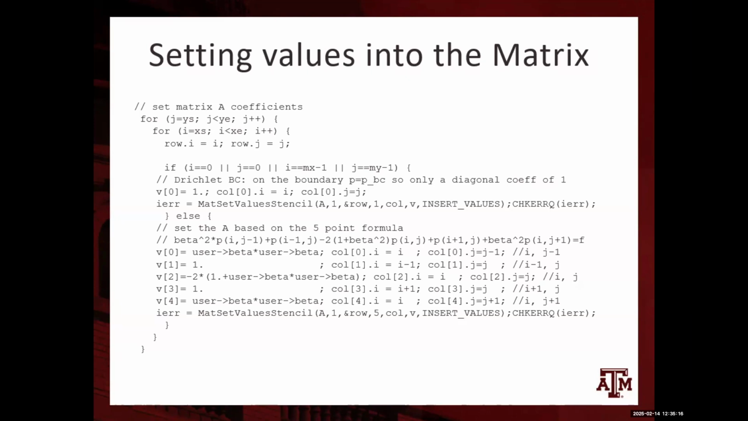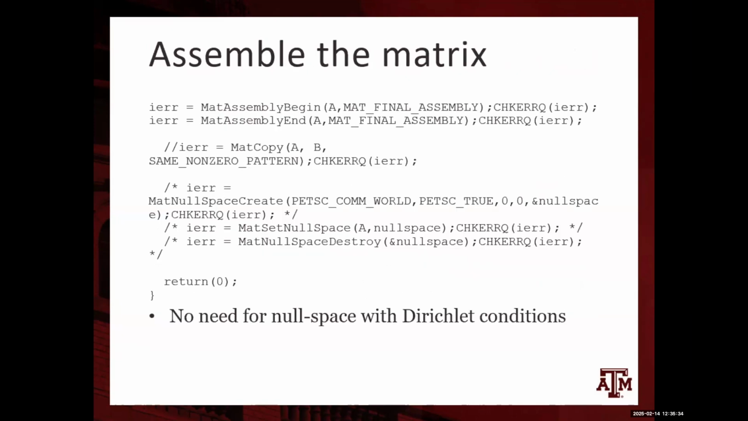Is it looping through the rows, one row at a time? Yes, it does it for all the grid points. You set the values row by row, on a local process. So you set all the values into the matrix. After you're done with that loop, you call MatAssemblyBegin and MatAssemblyEnd. It assembles the matrix in parallel.